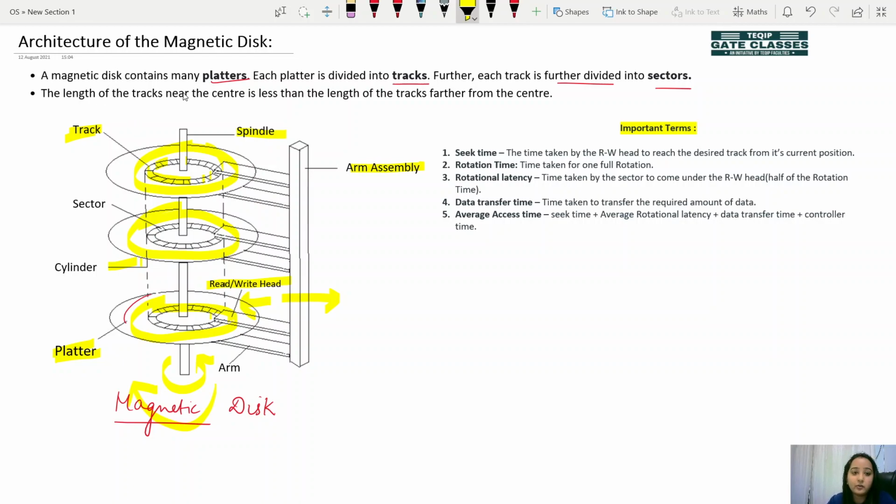Next one is the length of the track near the center is less than the length of the track farther from the center. That is obvious, because the structure is like that only.